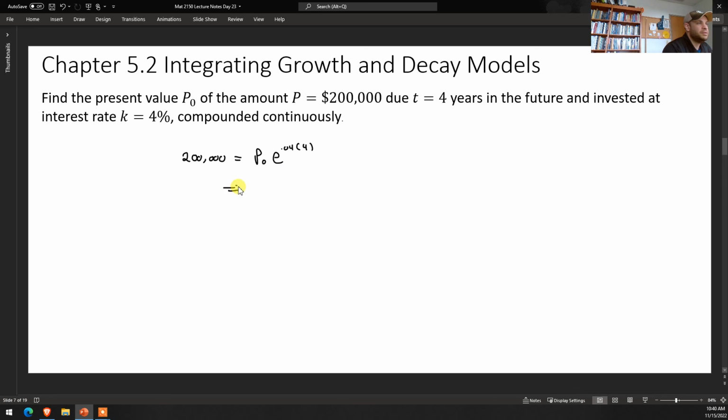And so that gives us the initial amount must be equal to 200,000 divided by e raised to the 0.04 times 4. Or we can think of this as 200,000 times the multiplication of e raised to the negative 0.04 times 4. And then again, we can use our calculator to find the decimal.